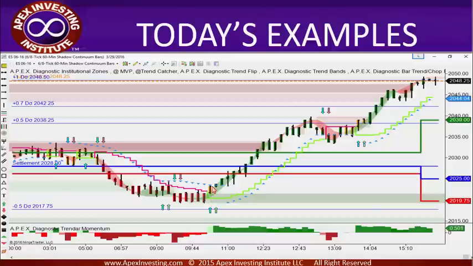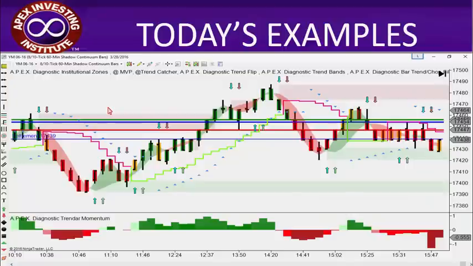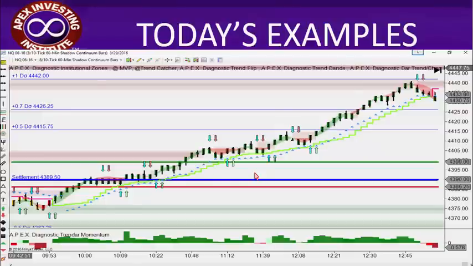Caught this nice uptrend right here going from about 2020 all the way up to 2035, a nice 15 points there on ES. For those of you that are ES traders, great day there today on ES. For those of you that are Dow traders, caught a nice little down pop here, nice up pop here, another down pop here on YM today. NASDAQ, any of you that are trading NASDAQ, great today.